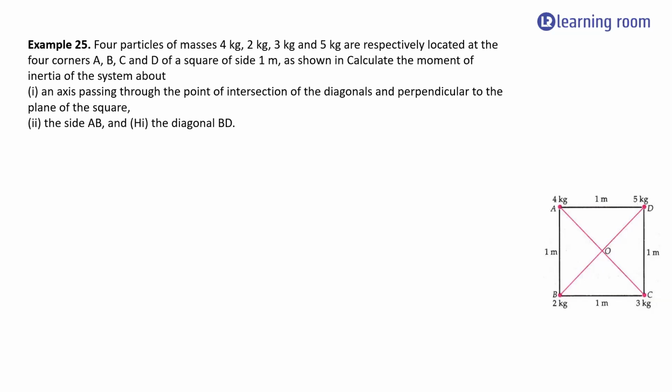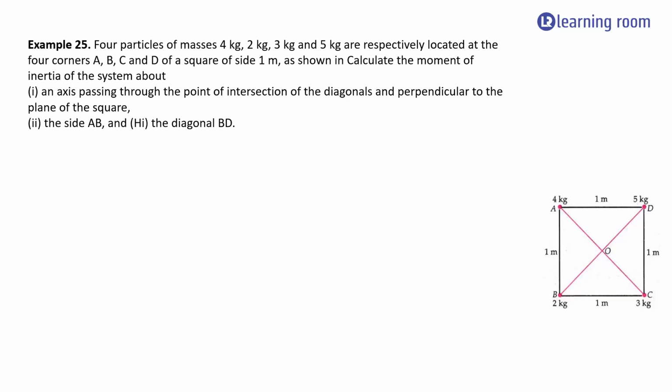Here, 4 particles. So the first keyword tells me that I need to deal with point mass. I need not worry about integration. So 4 particles of mass 4, 2, 3 and 5 kilogram are placed at 4 corners of the square, and the square side is 1 meter. Now, whenever they ask you the moment of inertia of the system, they should give you the axis about which they are asking. So depending on the axis, you can decide which theorem you are supposed to apply, or you won't need the theorem. If you see the first part of the question, calculate the moment of inertia of the system about the axis passing through the point of intersection of the diagonals and perpendicular to the plane of the square. This is the square.